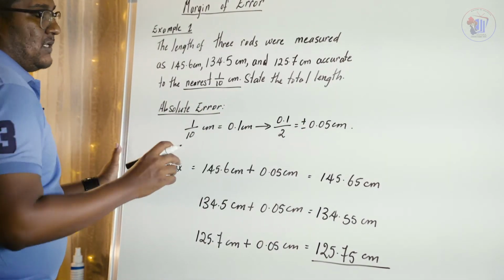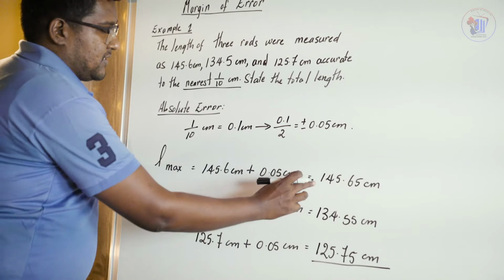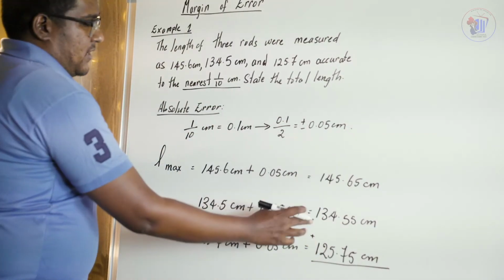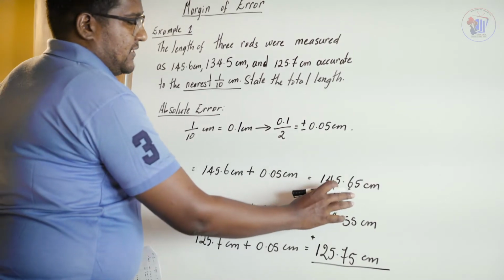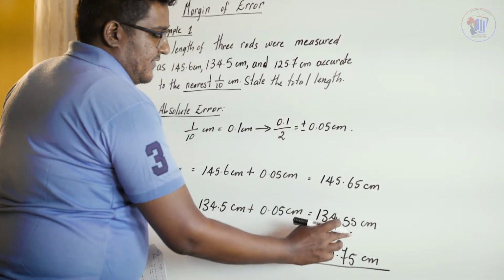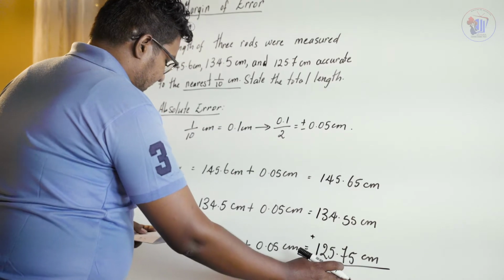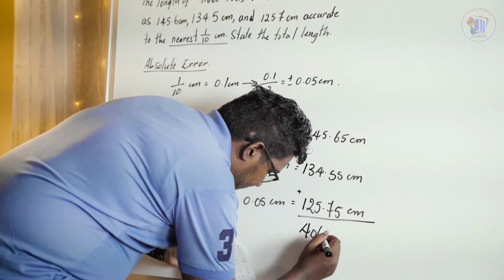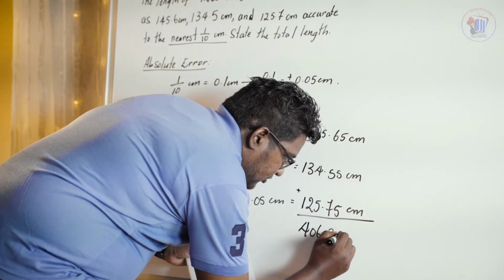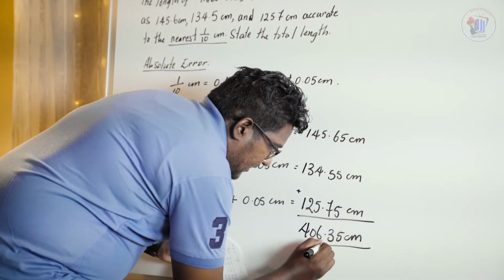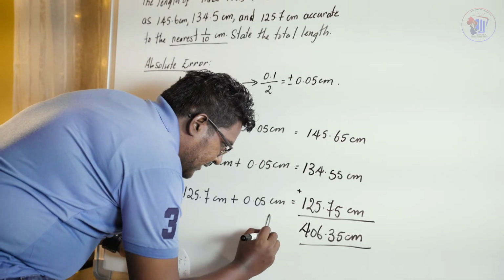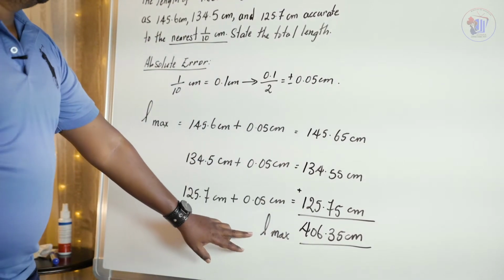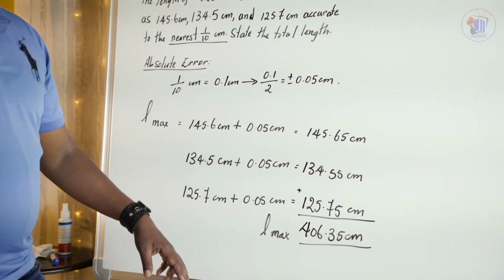So in order to find the total maximum length, we have to sum the 3 pieces of steel as given. So adding 1, 2, 3, 145.65, 134.55, and 125.75, that's going to give me 406.35 cm. Now this value is our L max value. So this is the maximum total length for the 3 pieces of steel.